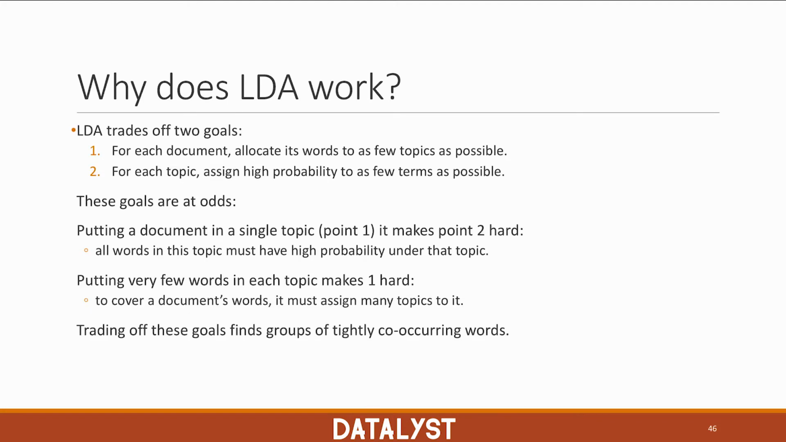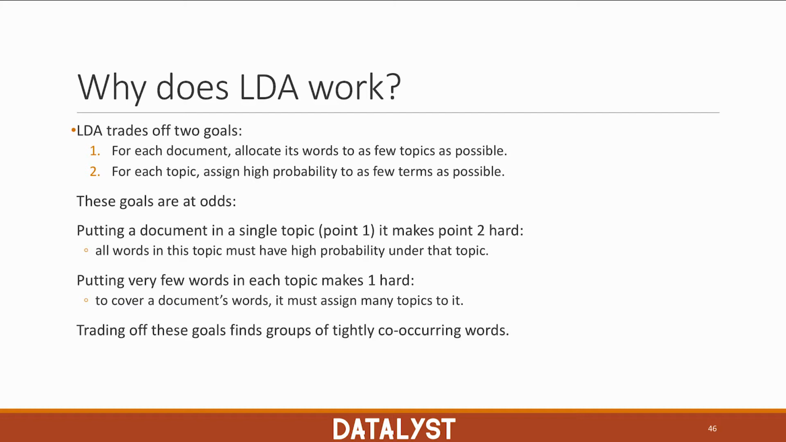So why does LDA work? Well, LDA essentially trades off two goals. For each document, we want to allocate its words to as few topics as possible, and for each topic, we want to assign high probability to as few terms as possible. The issue is that these two goals are at odds. Putting a document in a single topic makes goal 2 hard because all the words in this topic must have high probability under this topic, and we've defined as goal 2 that only a few words should have high probability.